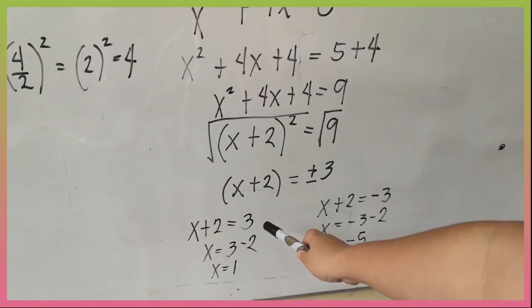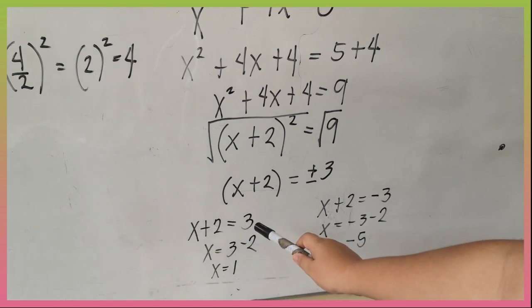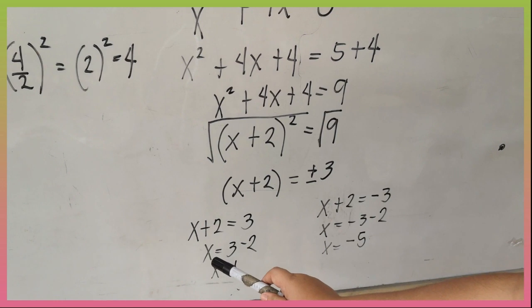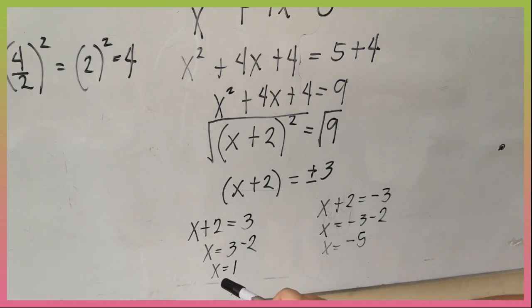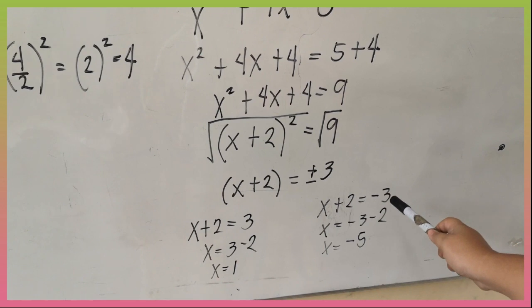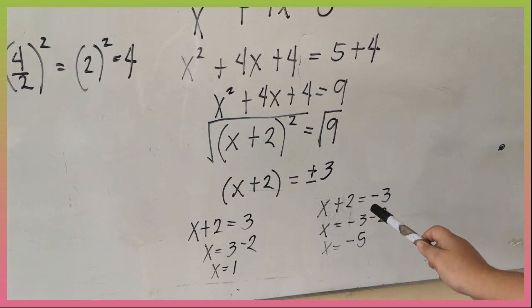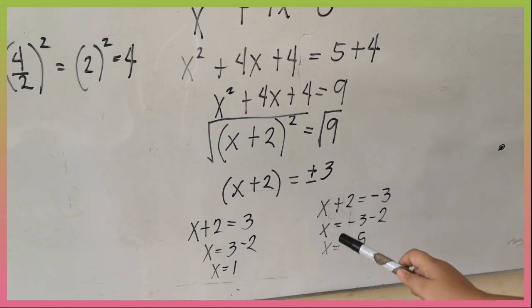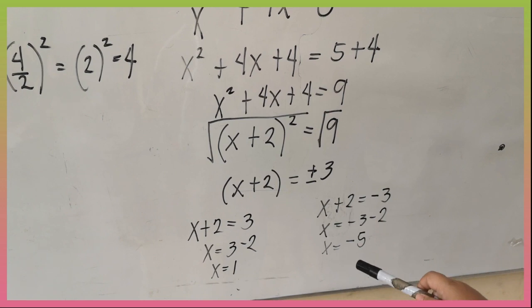We use first the positive value. So we have x plus 2 is equal to positive 3. Then x is equal to 3 minus 2. The first value of our x is equal to 1. For our next value, we will use negative 3. So you have x plus 2 is equal to negative 3. X is equal to negative 3 minus 2. Then x is equal to negative 5.